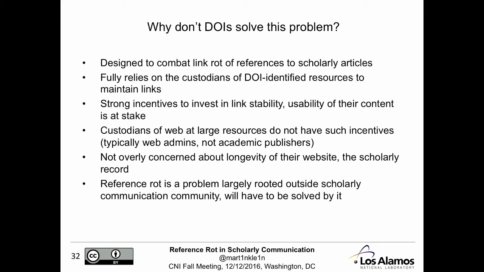As you know, DOIs were designed to combat link rot for links that point to other scholarly articles, so the design principle is slightly different. In addition, it relies fully on the custodians of these DOI-identified resources, and obviously they're strongly motivated to maintain links to their content because usage of their content is at stake. So there are strong incentives for custodians like publishers to maintain DOI references. They will be mapping to the new location in case the location of the content has changed, and so on and so forth. The custodians of web-at-large resources, however, as I alluded to earlier, are motivated by completely different factors. They're typically web admins and not scholarly publishers. They don't have such incentive. They don't necessarily care for the longevity of their website, let alone the integrity of the scholarly record.